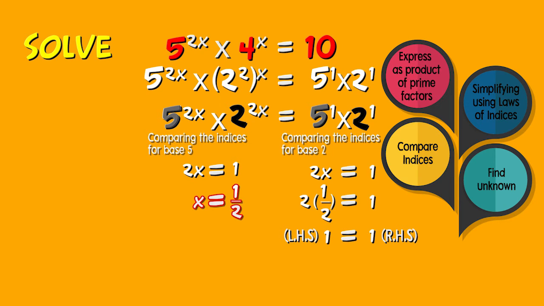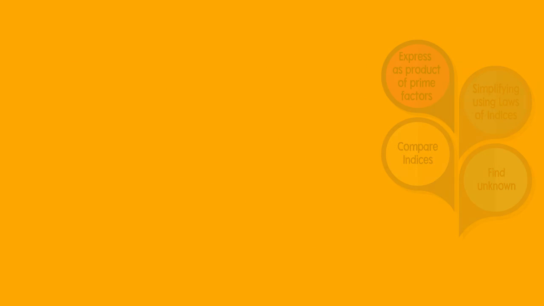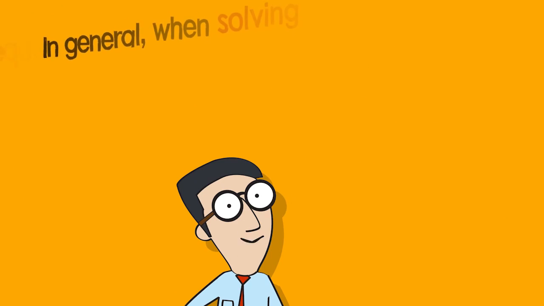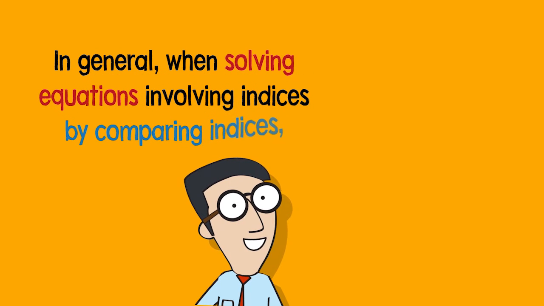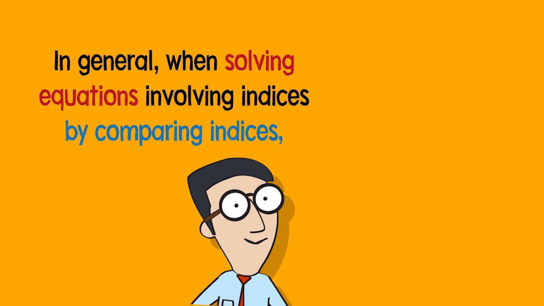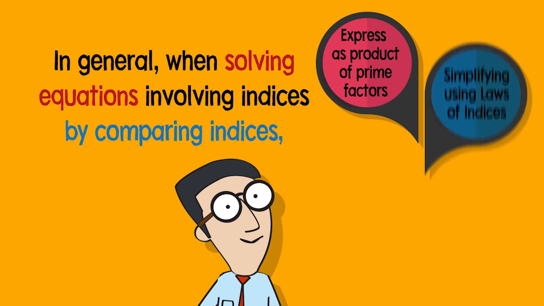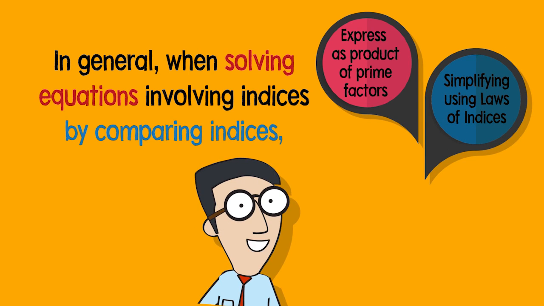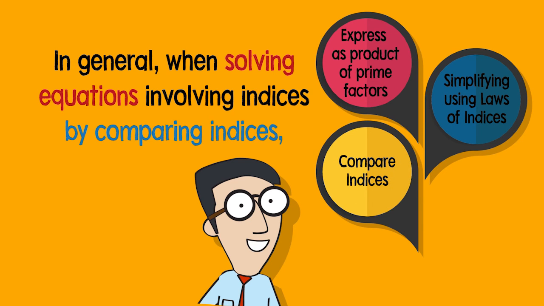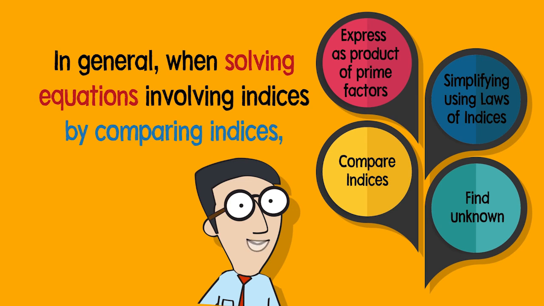This means that the solution x equals half also satisfies the equation, and this is how we can check the solution. In general, when solving equations involving indices by comparing indices, we express the bases as products of prime factors, simplify by applying the laws of indices, and compare the indices where the bases are the same to find the unknown in the equation.